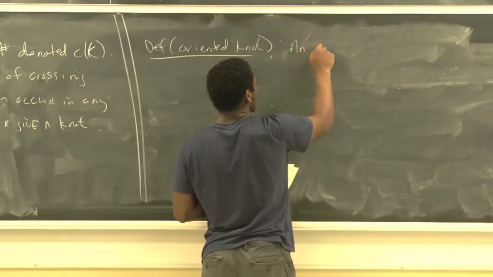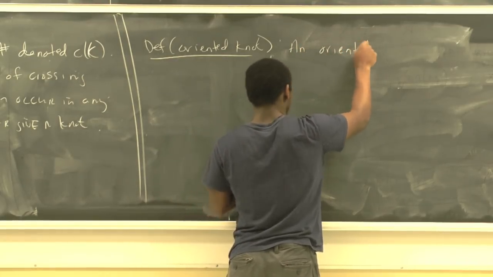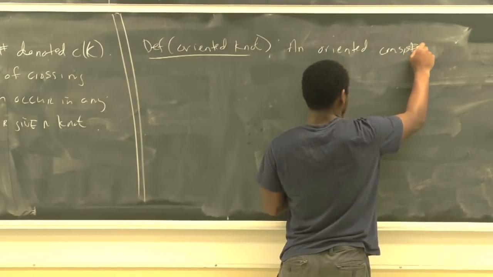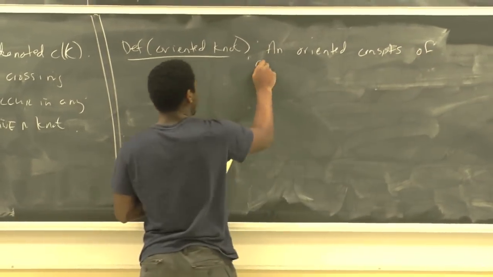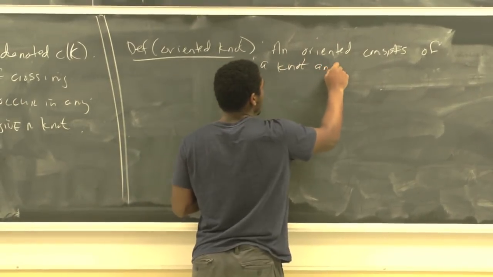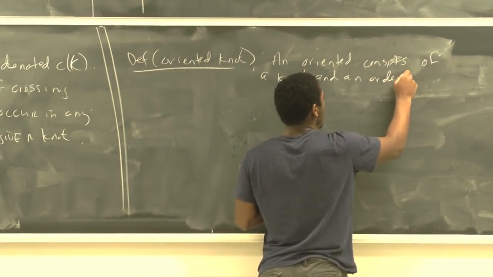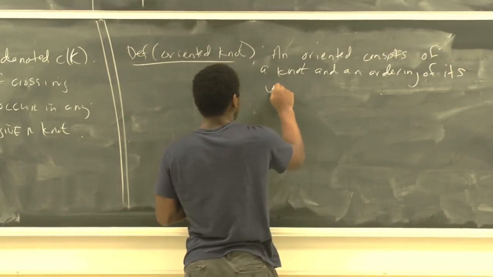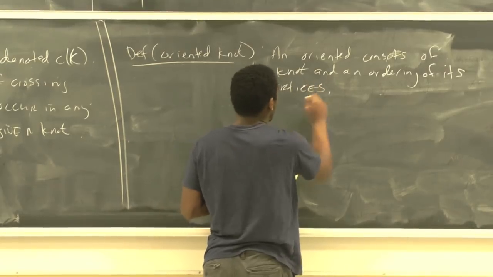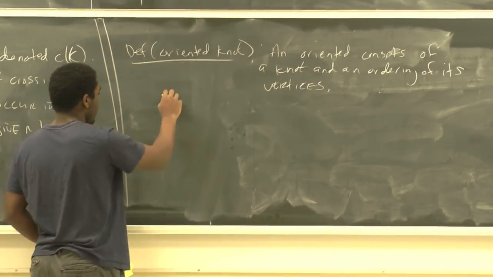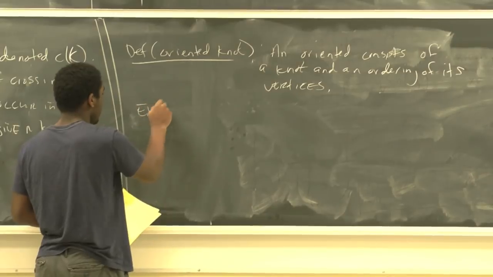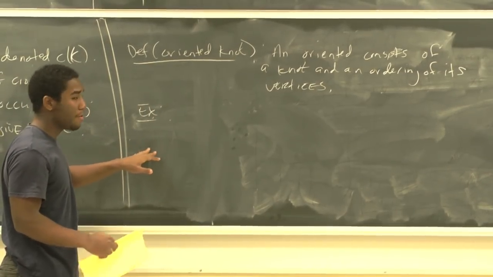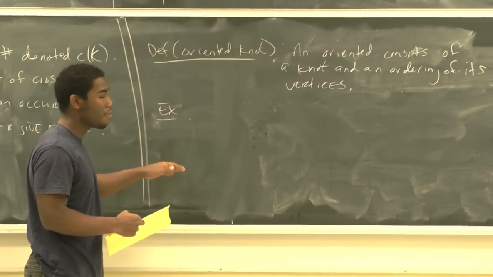So an oriented knot consists of a knot and an ordering of its vertices, and that's pretty much it. So I'll give you an example. The example will just be given to show how you would orient a knot if it's a smooth curve versus how you would orient a knot if you present it as a graph.